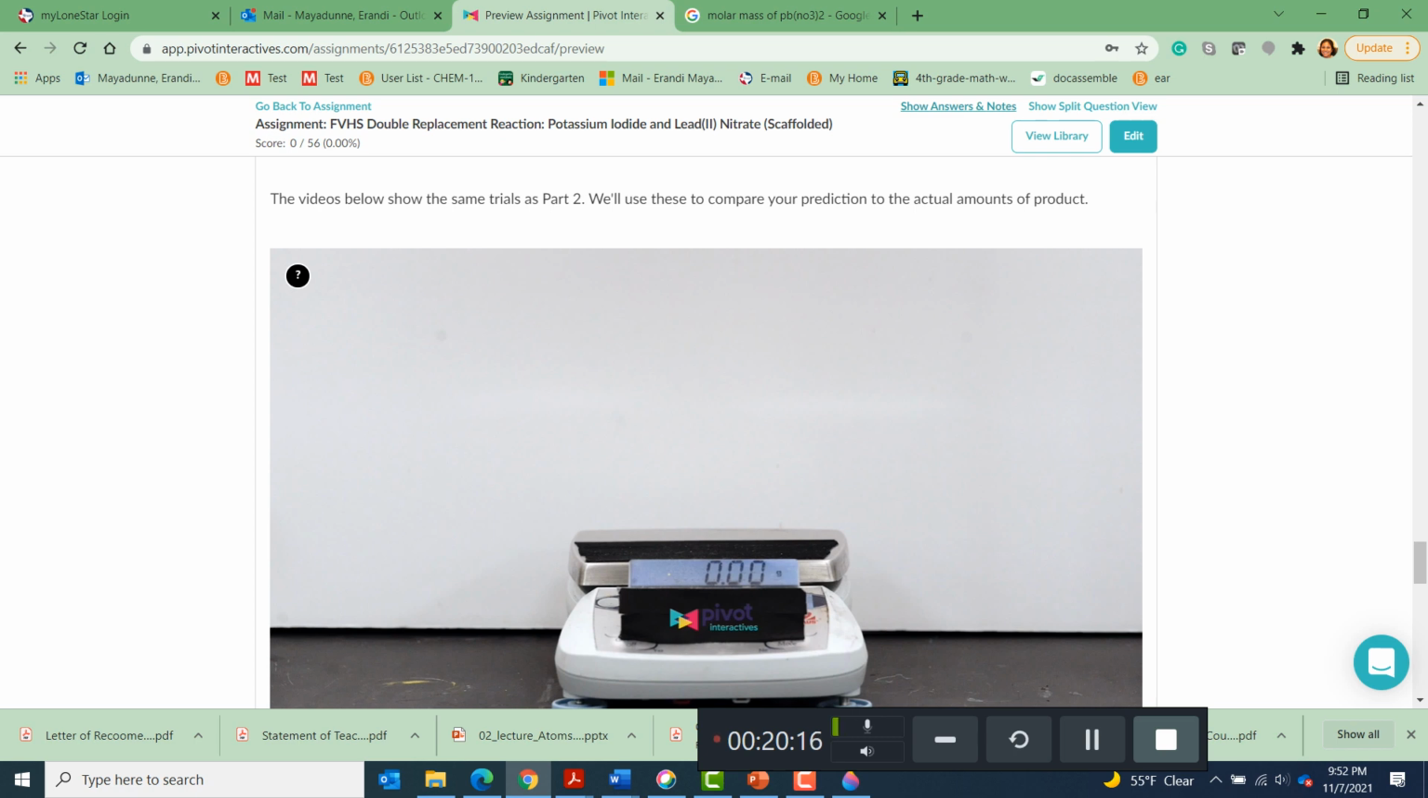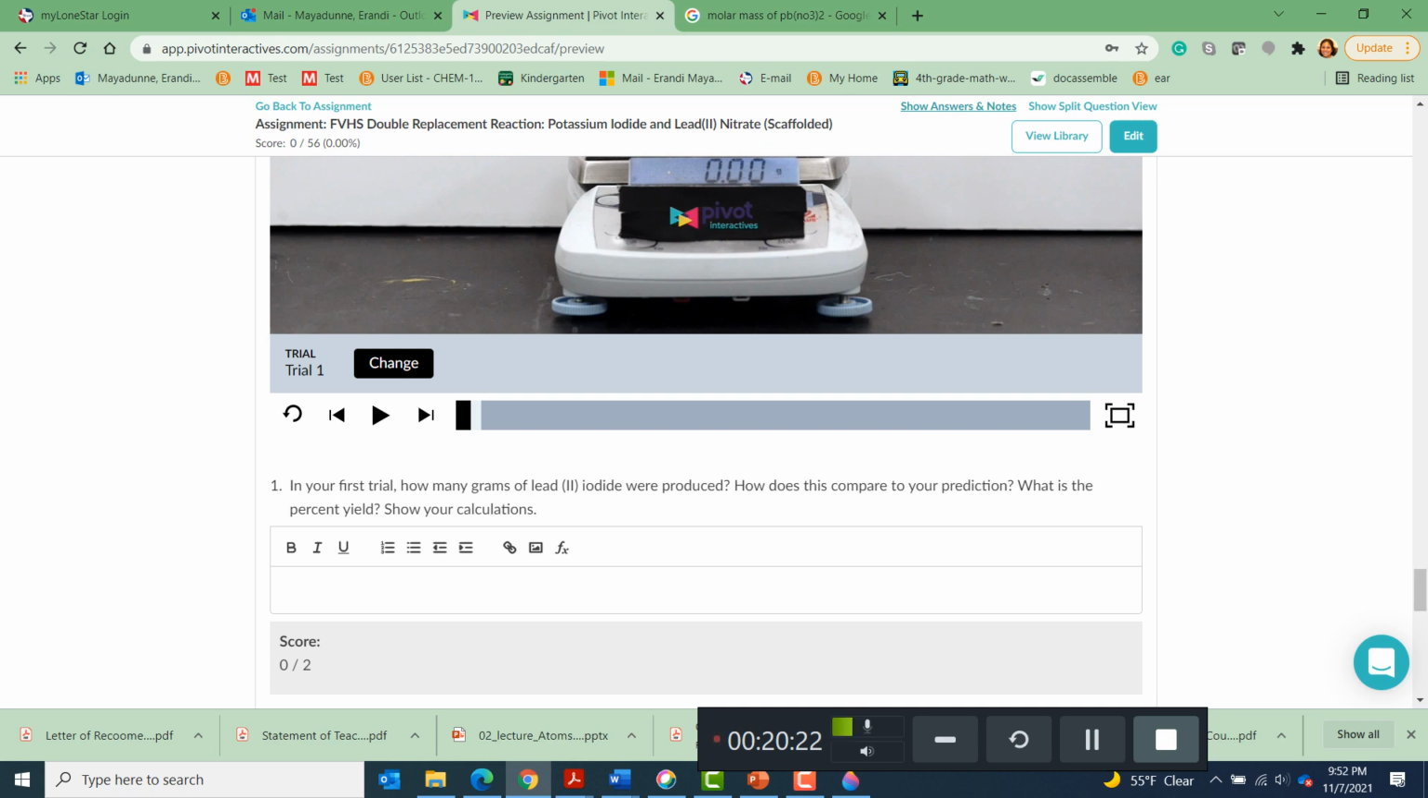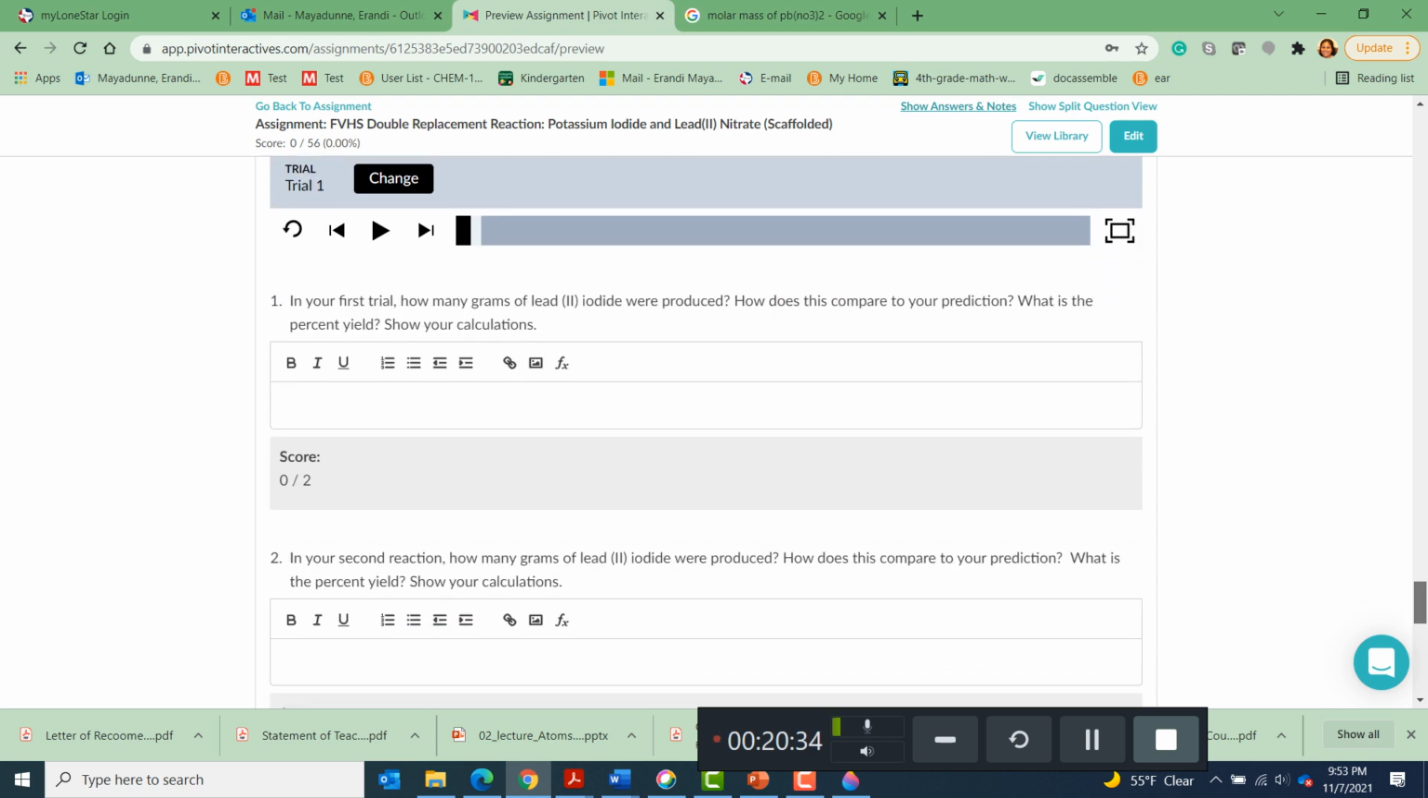And then part 2, the video shows the same trials. We'll compare the prediction to the actual amount of the products. In your first trial, how many grams of lead iodide were produced? This is compared to your prediction. You do the prediction, then you compare it, and then you write the answer. But the way to find the lead iodide is always the 1 to 1 mole ratio, because the number of moles in lead nitrate will be equal to the number of moles of lead iodide. In other words, half the number of moles of potassium iodide will be equal to the number of moles of lead iodide present.